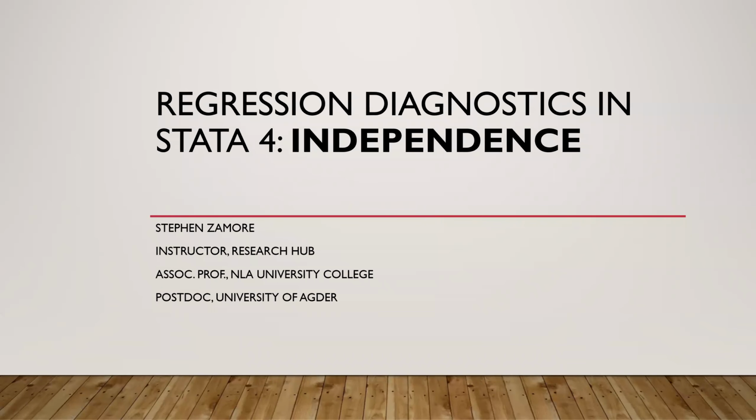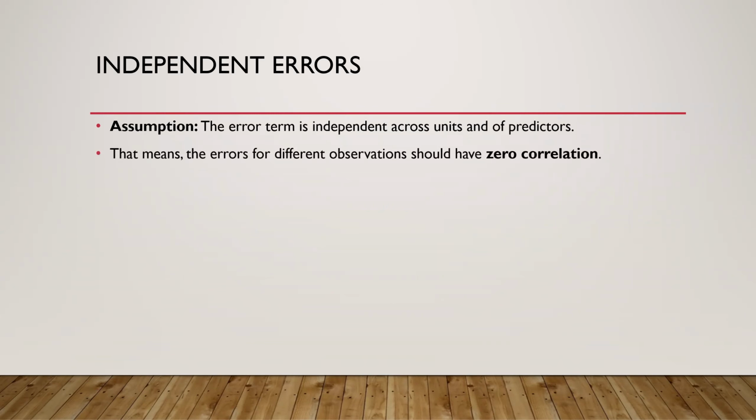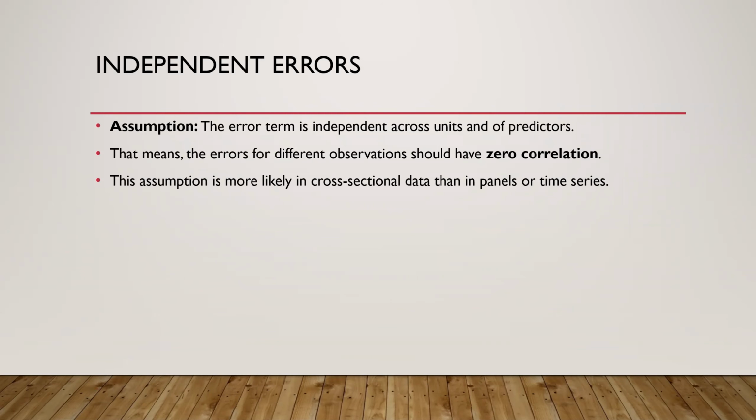Hello, welcome to the fourth assumption about regression diagnostics in Stata, and that is independence of the error term. The assumption is that the error term should be independent across units and across predictors, and that is the X variables. That means that the errors for the different observations should have zero correlation. This is more likely to be the case in cross-sectional data than in panels or time series.